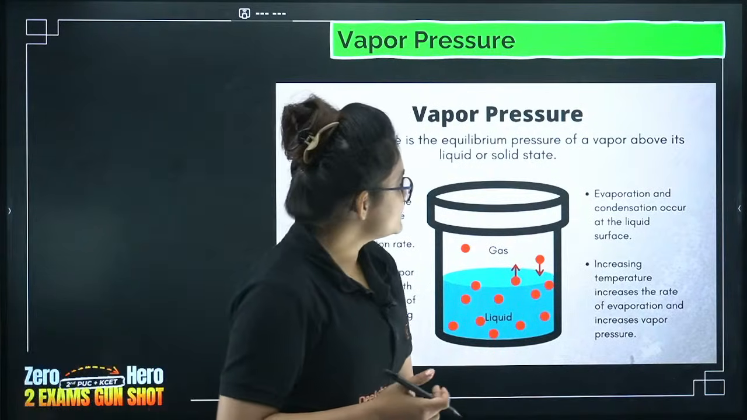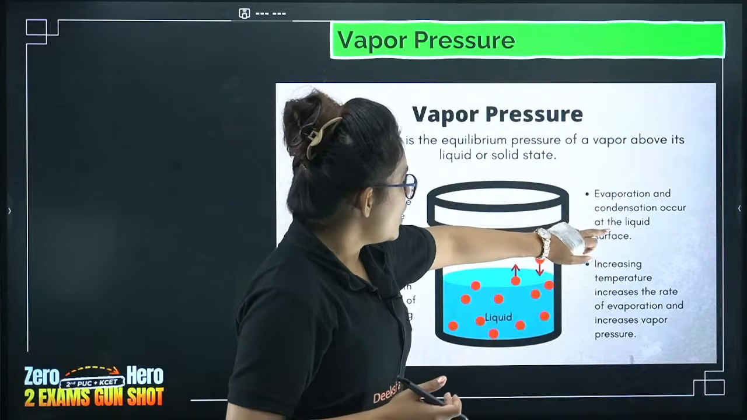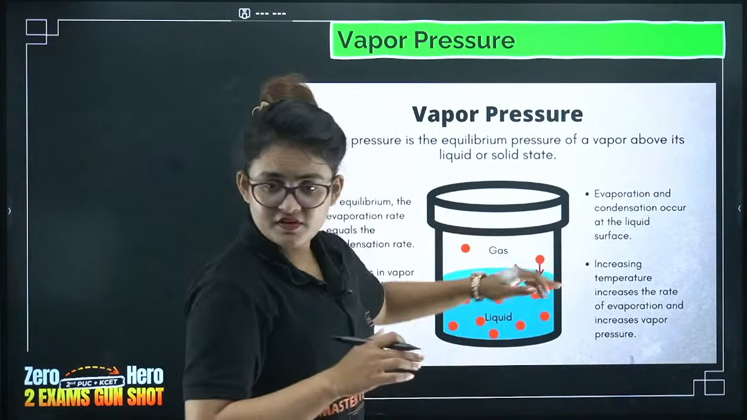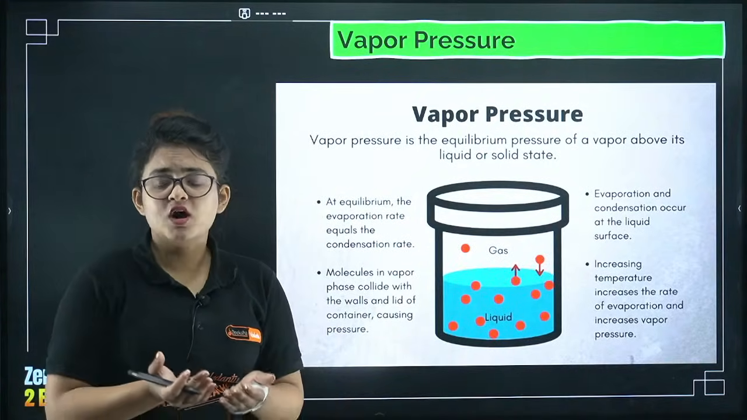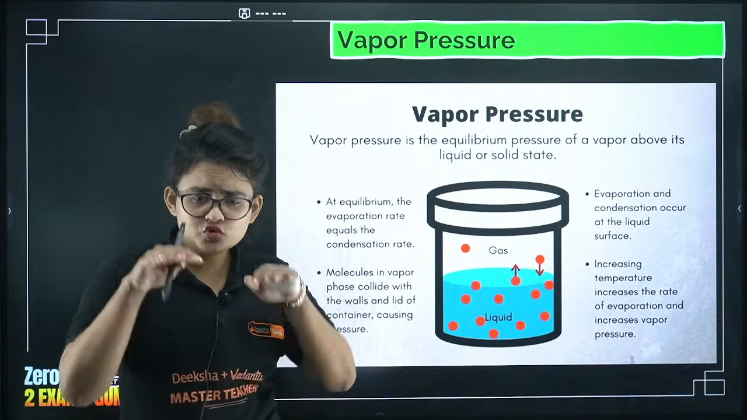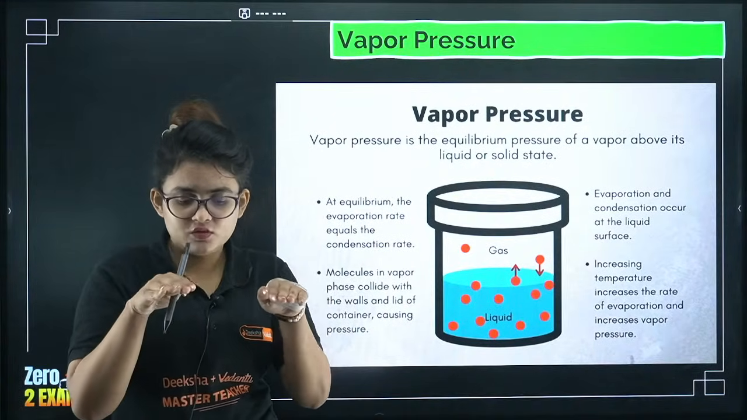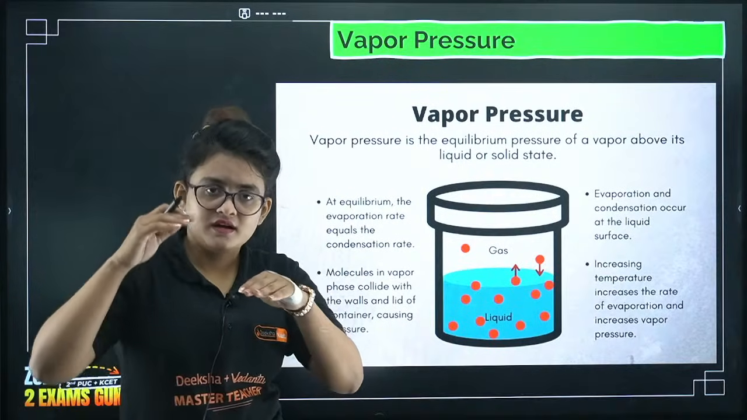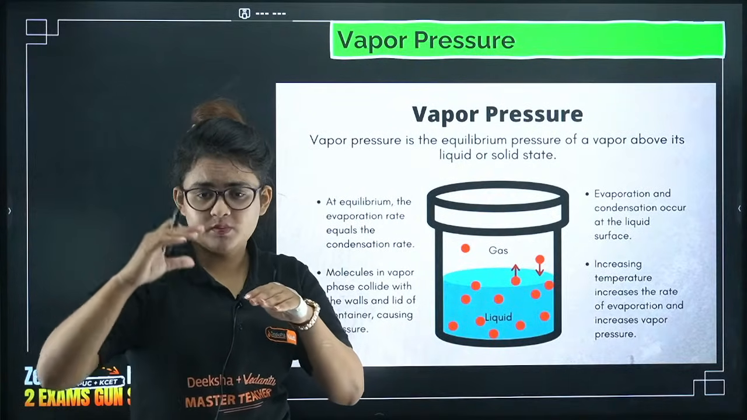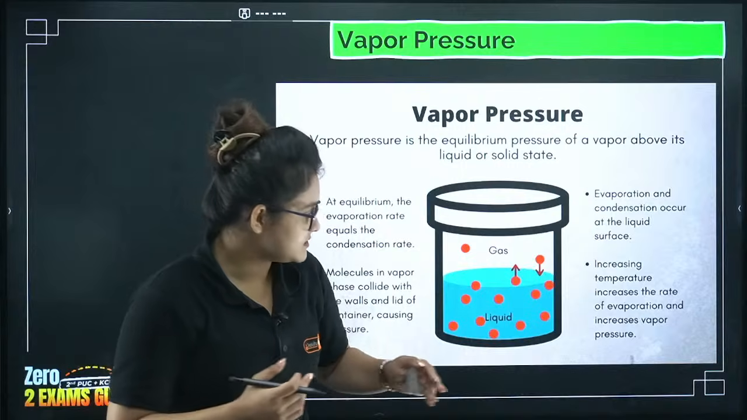Okay, next you can see evaporation and condensation occur at the liquid surface. Definitely the entire bulk of the liquid doesn't take part. Usually it is the surface of the liquid, and from there itself the entire equilibrium process actually takes place.